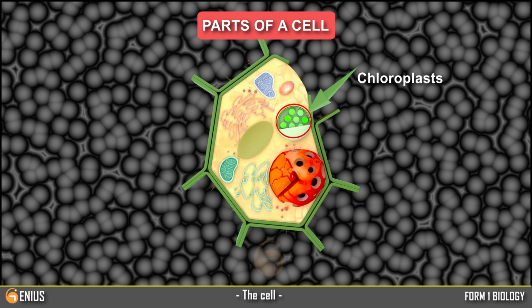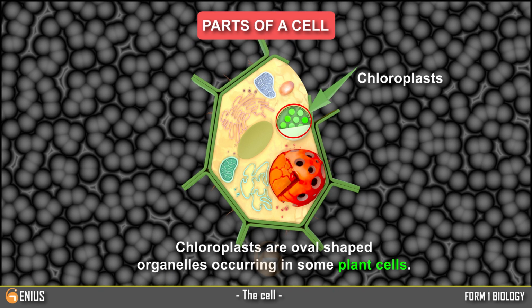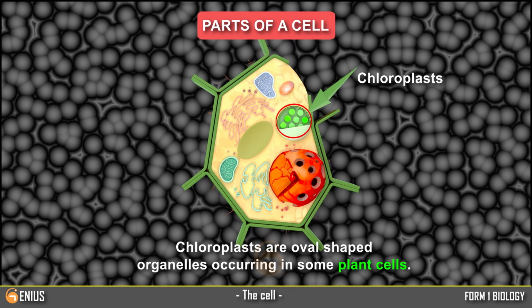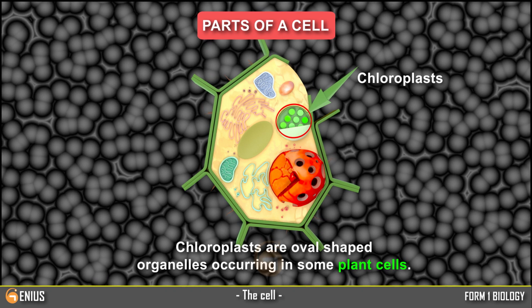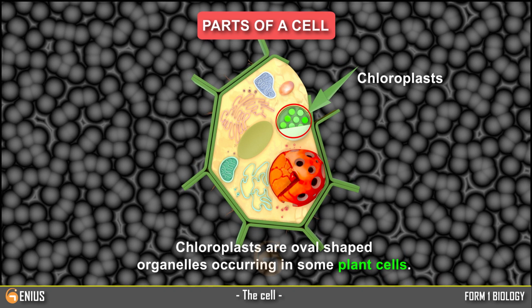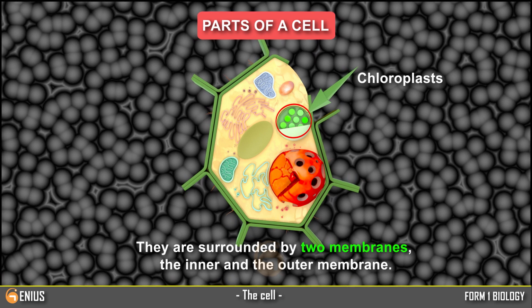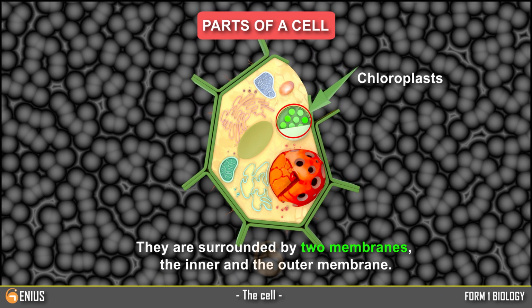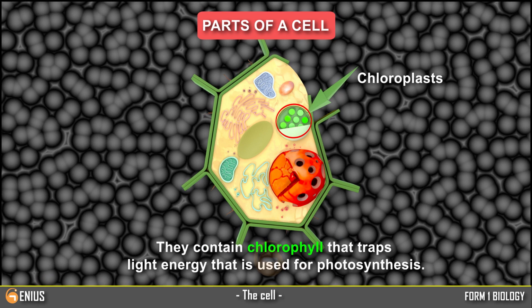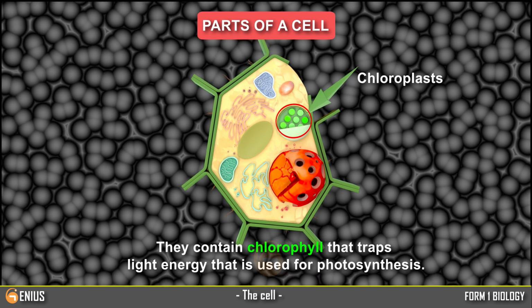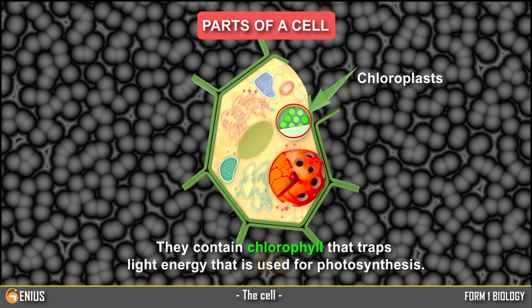Chloroplasts. Chloroplasts are oval-shaped organelles occurring in some plant cells. They are surrounded by two membranes, the inner and the outer membrane. They contain chlorophyll that traps light energy that is used for photosynthesis.